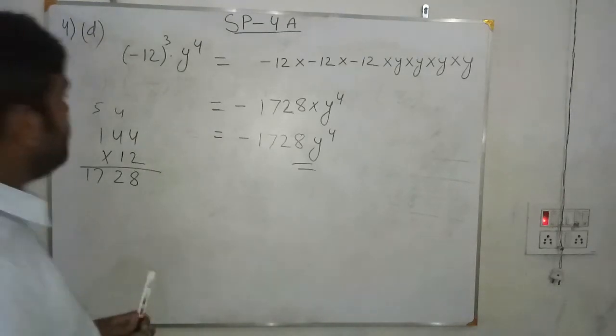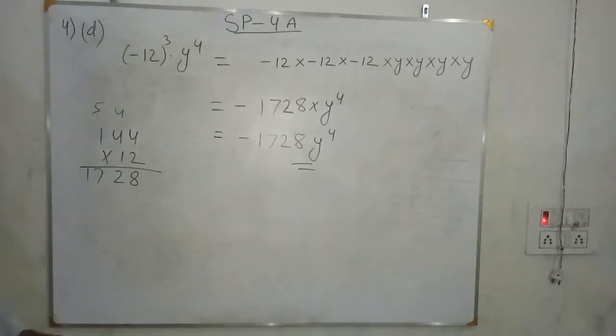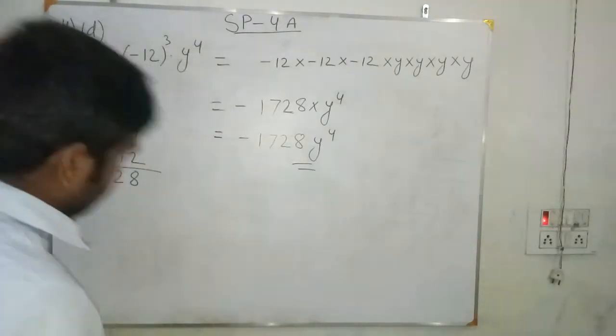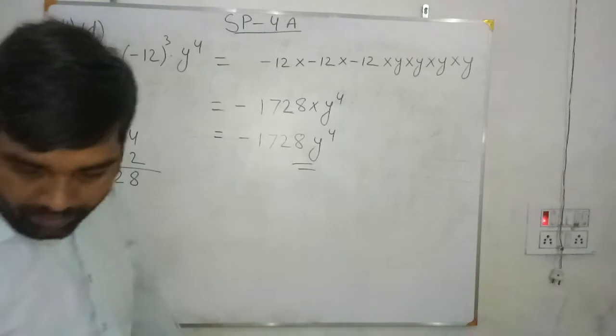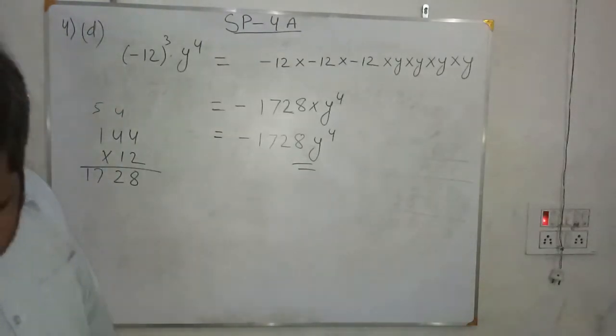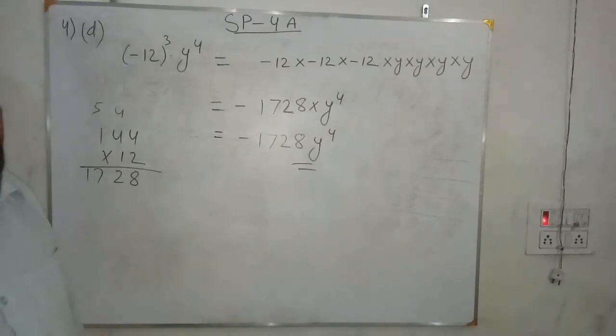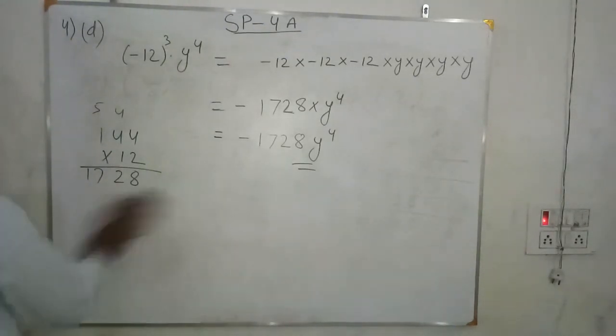Okay, so now we move to the next question, question number 5. Express the prime factorization of the following numbers in exponential form.